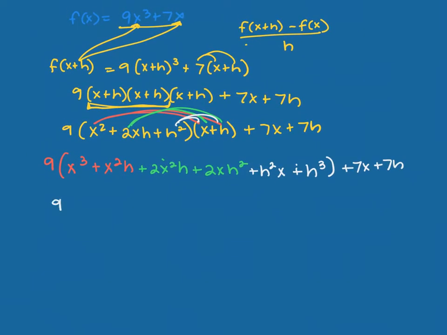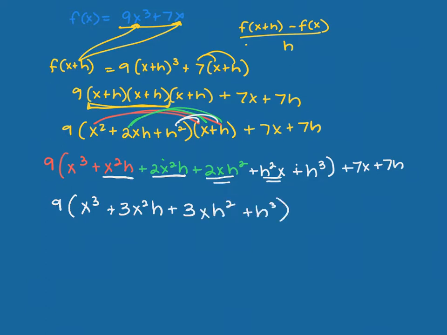terms. The 9 is still on the front. There's only an x to the third. There are 2x squared h's, 1 and 2, which becomes 3x squared h. And there are 2xh squareds. One has a 2 and one has a 1. So that's also 3xh squared. And the order of the letters there doesn't matter. Plus 7x plus 7h. Then you've got to distribute the 9.